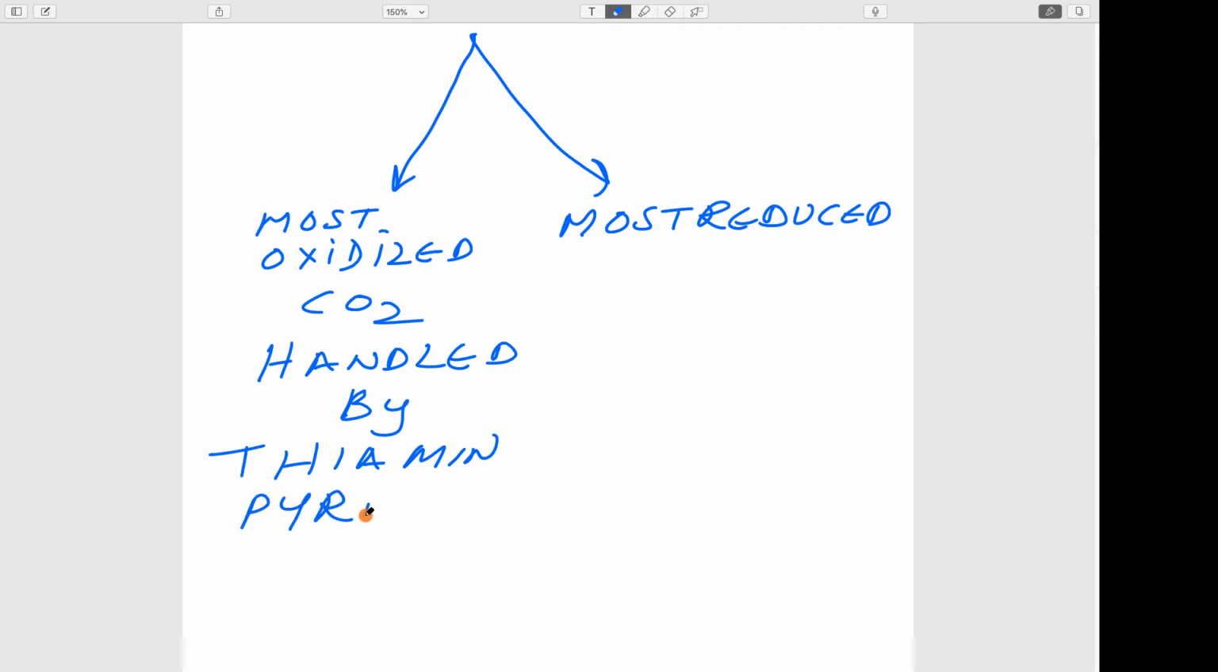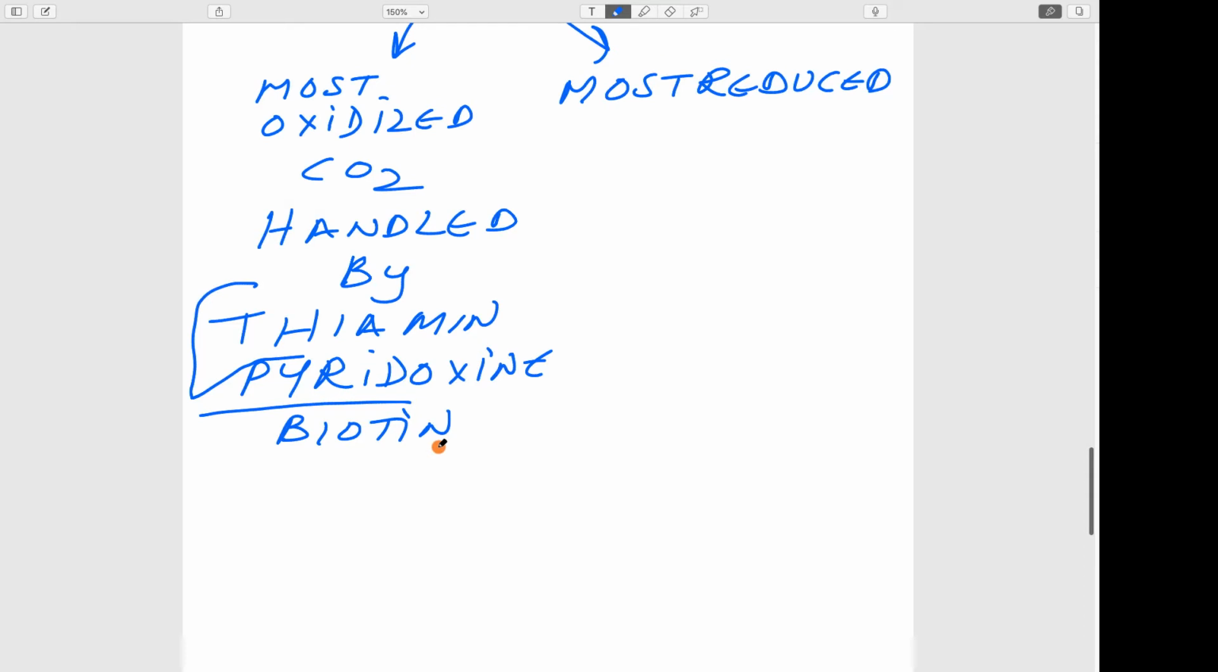Okay, pyridoxine and biotin. Here, thiamine is mostly involved in carbohydrate metabolism, pyridoxine in amino acid metabolism, and biotin is actually involved in carbon dioxide fixation. So we can say its role is there in gluconeogenesis, in the conversion of propionyl CoA to methylmalonyl CoA. Also, its role is there in fatty acid synthesis, and in branched chain amino acid metabolism.